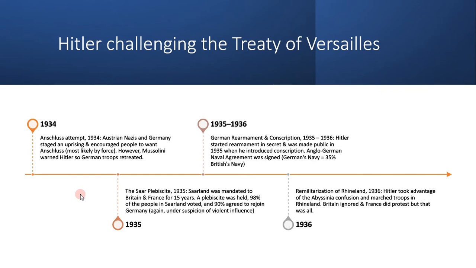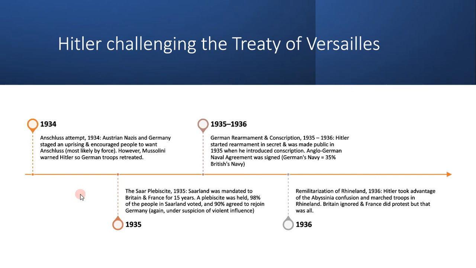In 1935, the Saar plebiscite happened. Saarland was mandated to Britain and France for 15 years for mining coal. But Hitler wanted Saarland back. So a plebiscite was held. 98% of the people in Saarland voted and 90% agreed to join. Well, Germany was under suspicion of violent influence, so they probably threatened the people in the Saar.